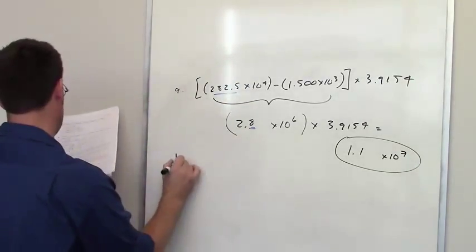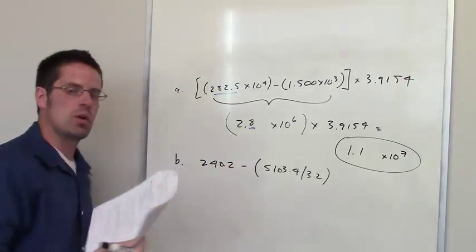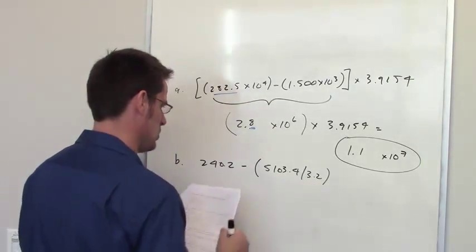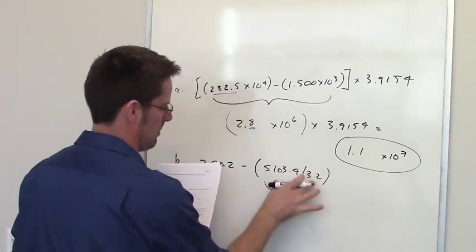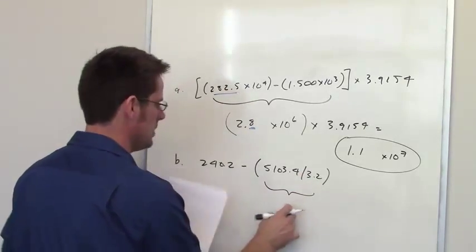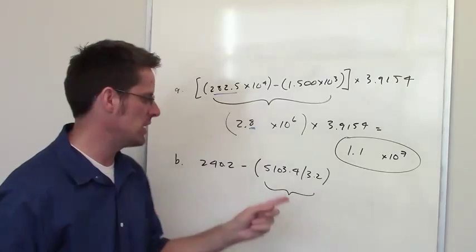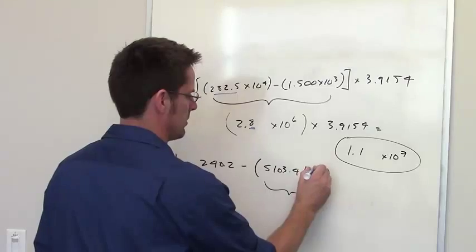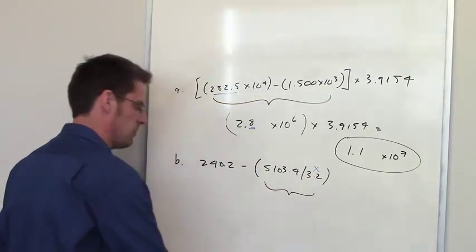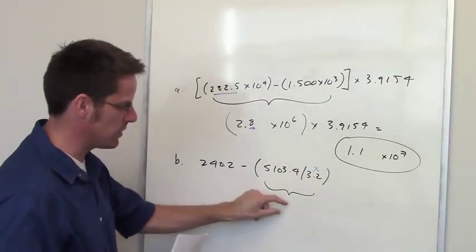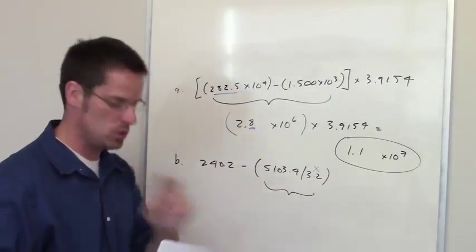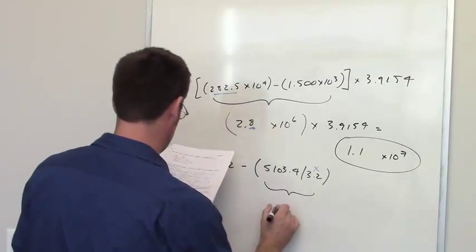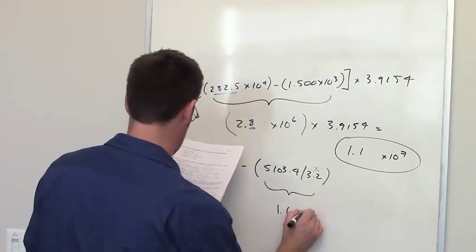In the second problem, following the order of operations from basic algebra, I take this number and divide it by 3.2. This is a division problem, which means that the answer should have no more significant figures than whichever of these two values has the smallest number of significant figures. This value right here, 3.2, only has 2 significant figures, therefore my answer from this process should only have 2 significant figures. That answer ends up coming out to be 1.6 times 10 to the 3rd.